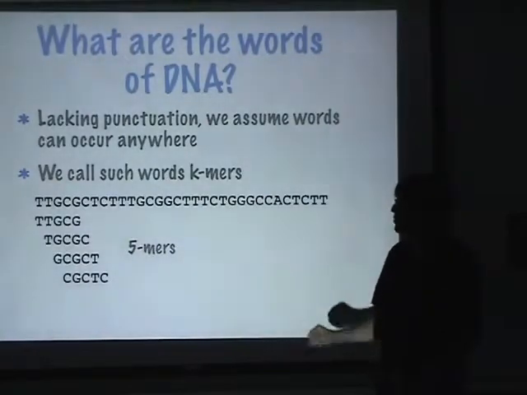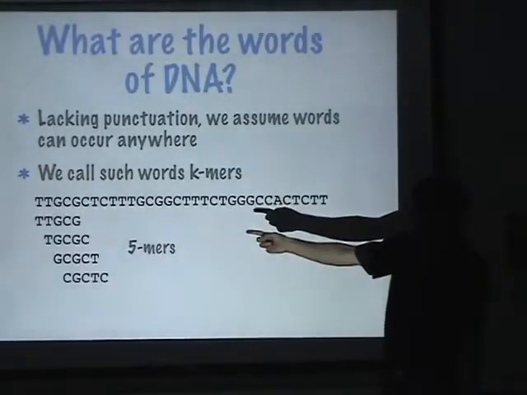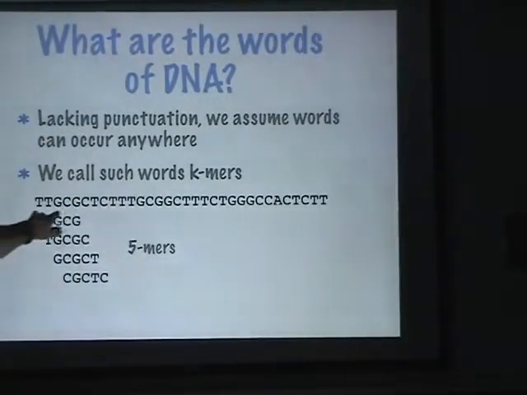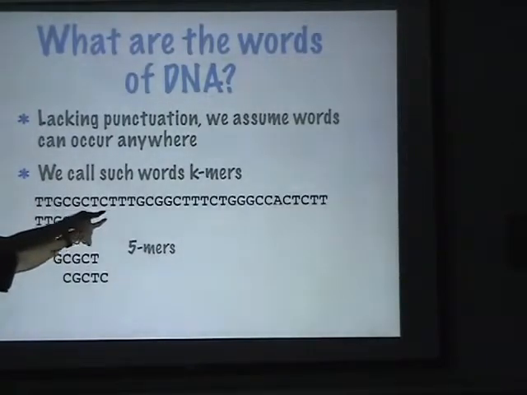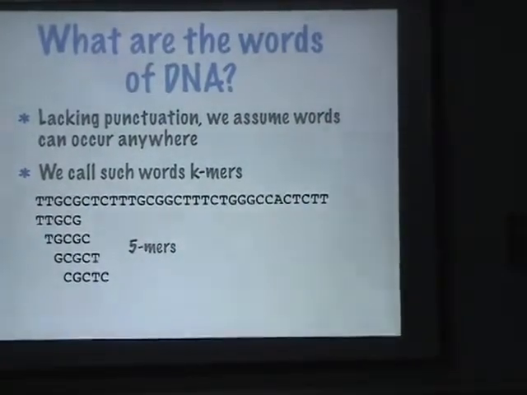Okay, so when k equals 5, what are the various words? The first word is TTGCG. That's just these first 5 letters right here. And if we move over one, we get the next word, and the next word, and the next word. So we scan along, sometimes we call this a sliding window, along the DNA, 5 letters at a time, and just pull those things out. And those are all the words that we can find in the DNA.